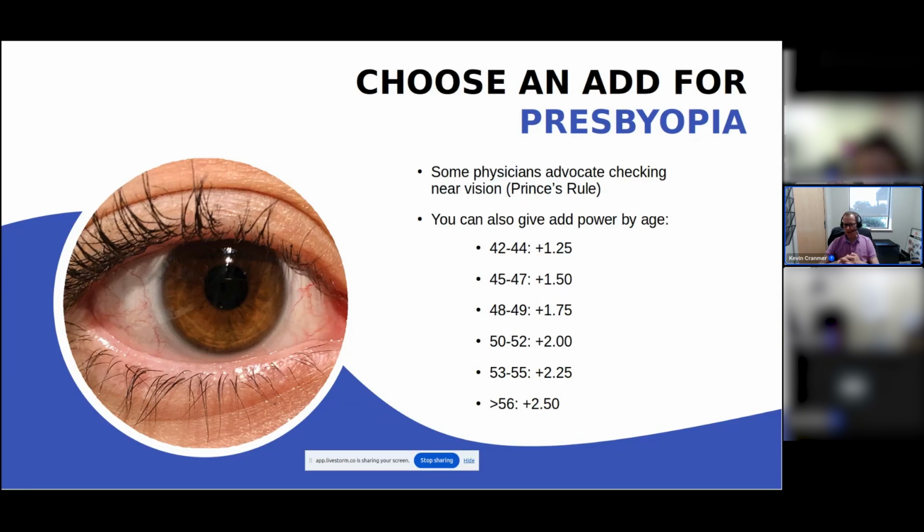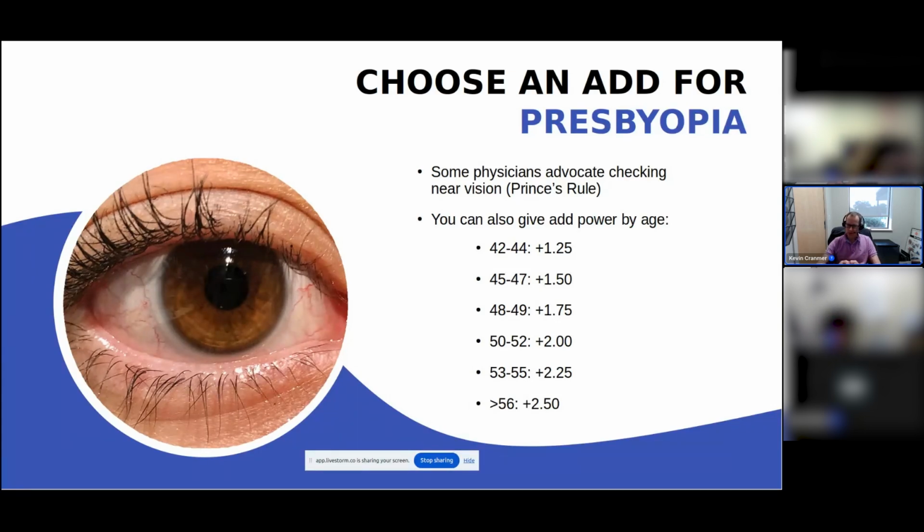And you can do it based on this scale. This is what I use. So starting about age 42, they would be about a plus 1.25 add. And as you get older and older, you get up to about a plus 2.50. You'd never really want to go beyond plus 2.50.